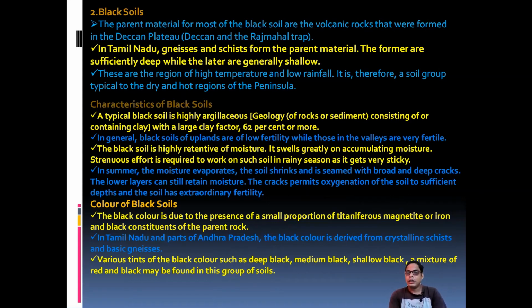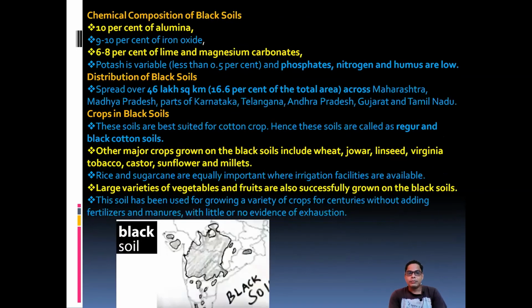Okay, so these are the main things. Second thing, if you want to discuss the chemical properties, what are the chemical properties of this black soil? It contains 10% alumina, 9 to 10% iron oxide, and 6 to 8% lime and magnesium carbonates. Potash is variable, meaning less than 0.5%. Phosphate, nitrogen and humus are also found, but they are very low in that area.